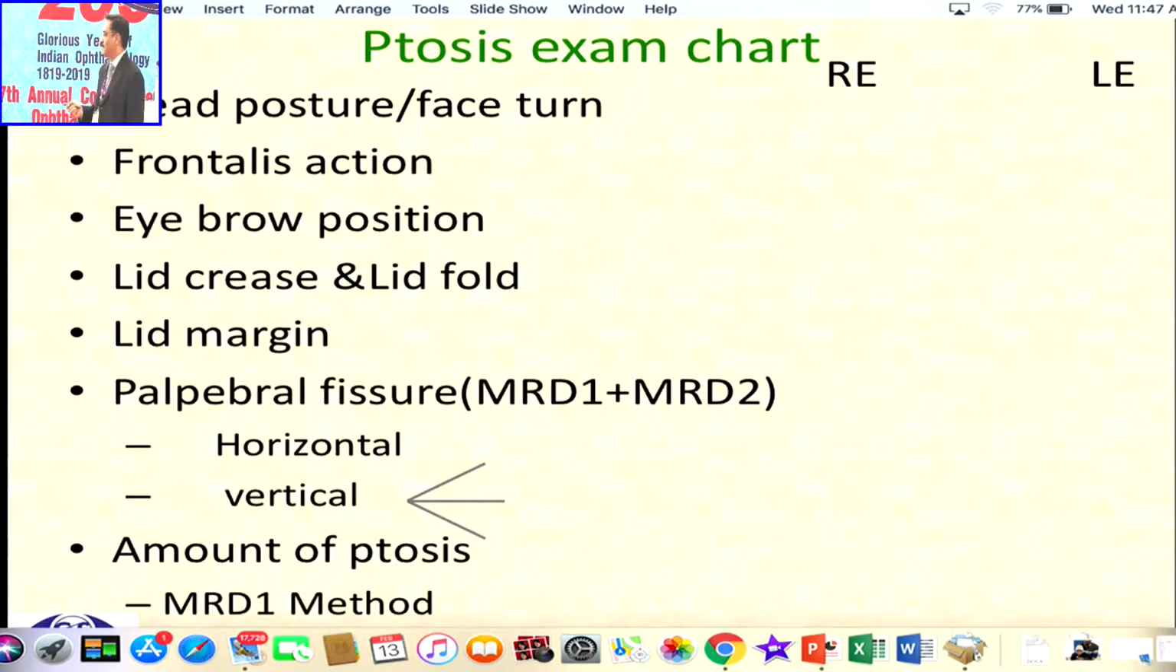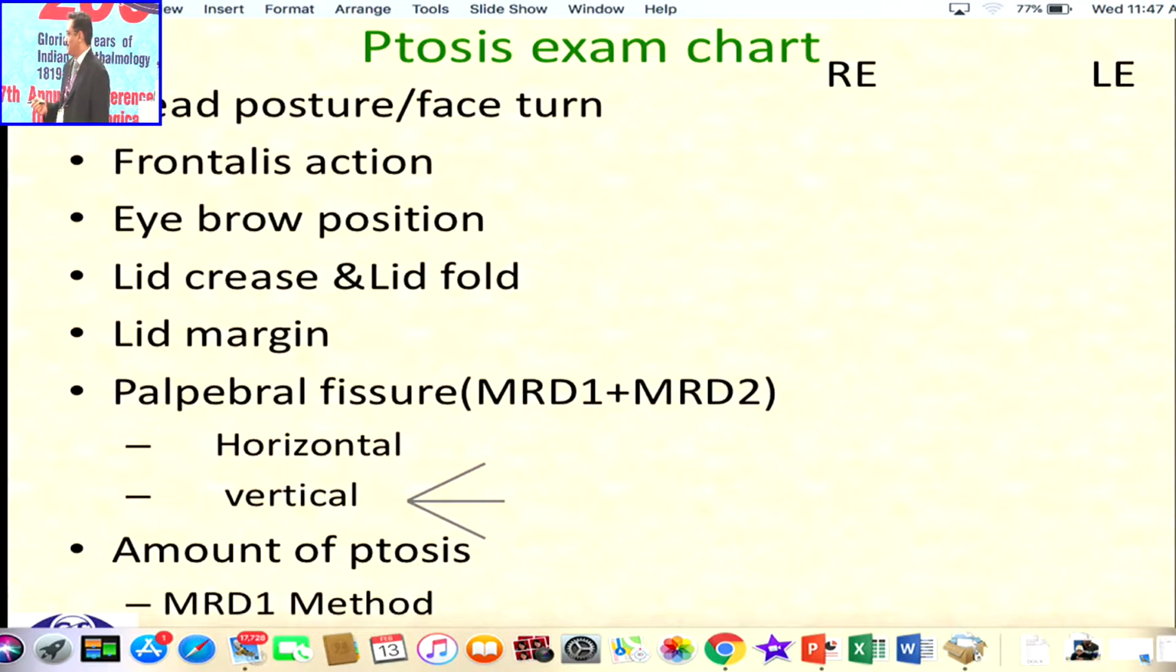Now we have come to the ptosis, palpebral fissure measurement. You will have to do horizontal and vertical palpebral fissure measurement both. What is the cause of horizontal fissure narrowing? Blepharophimosis syndrome, correct. And the horizontal fissure will be narrowed in all cases of ptosis. In vertical fissure measurement, you will have to take measurements in three gazes: primary gaze, up gaze and down gaze. These 3 gaze measurements have some importance. I will tell you what that is.